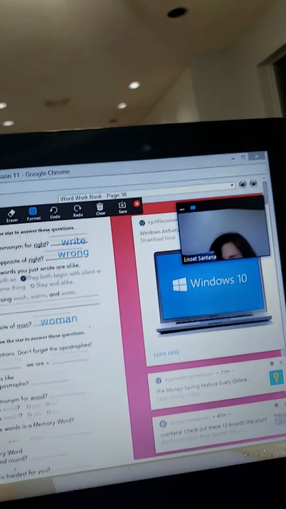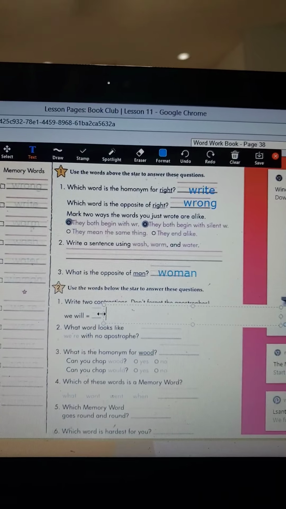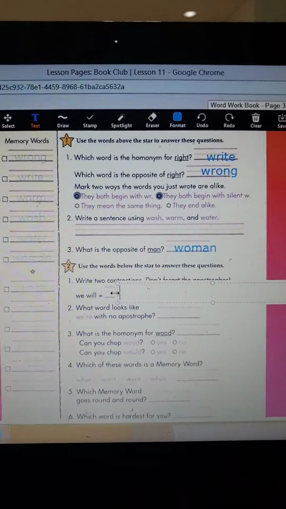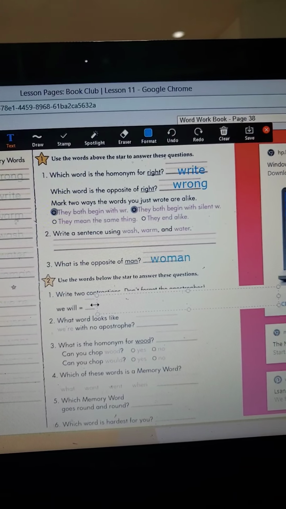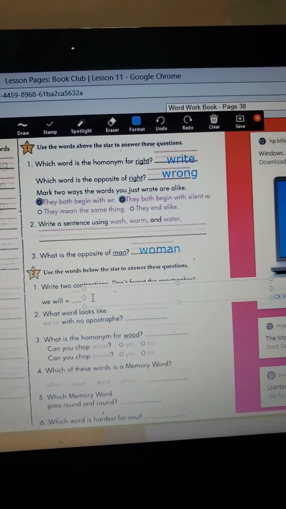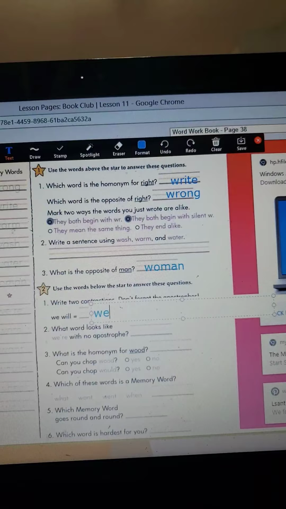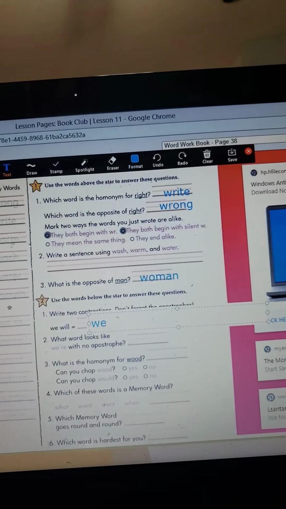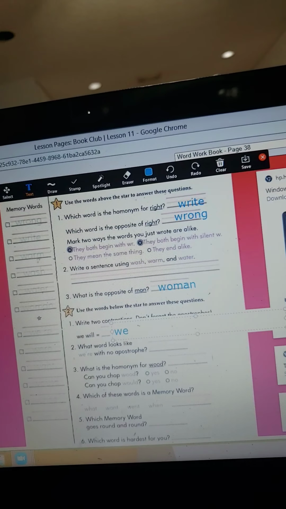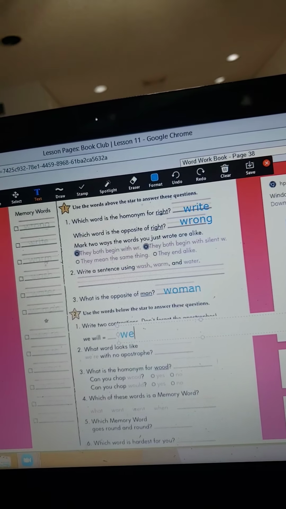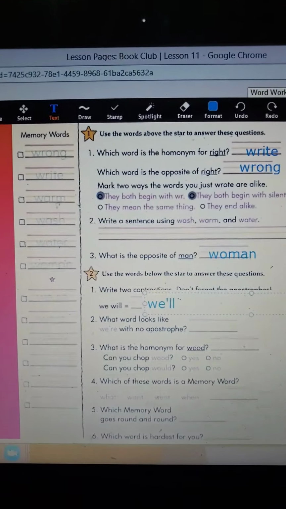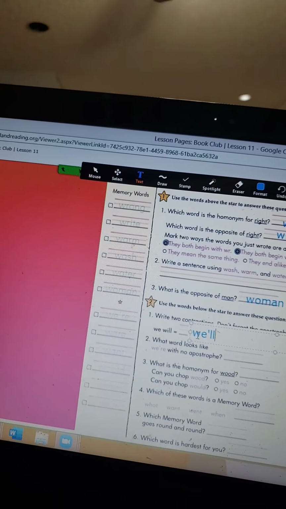Okay, let's do these. Write 2 contractions. I'm trying to teach while I write, so I'm sorry if I went off the screen. Write 2 contractions, and don't forget the apostrophe. We will becomes we'll. Remember, contractions, we get rid of a letter and we put an apostrophe. So what we're getting rid of is the WI. And instead of WI, we're going to put an apostrophe. Apostrophe LL. So we will becomes we'll, right? Okay, let's go to the next one.